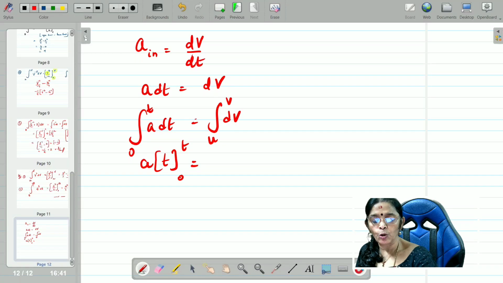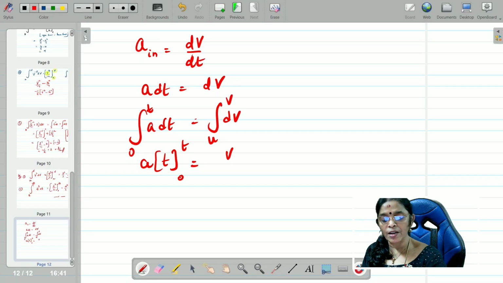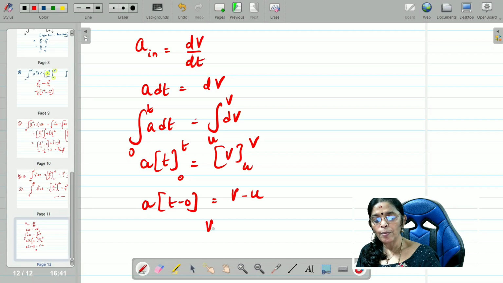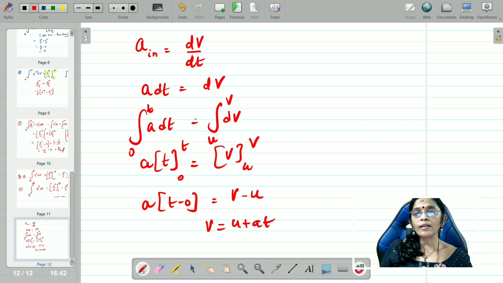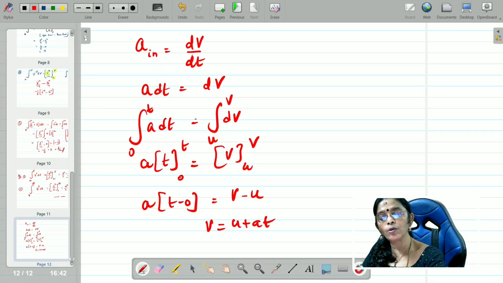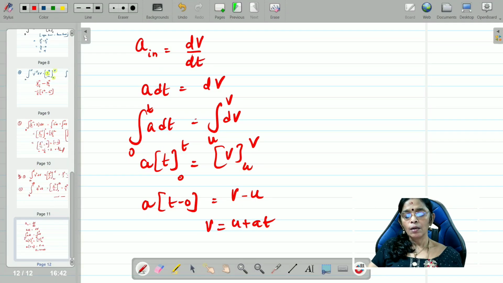Now apply the limits u to v. What is integral dv, children? v. Apply the limits u to v. Substitute: a into t minus 0 is equal to v minus u. So v is equal to u plus at, like that. Do you get it? So from the acceleration you can find out the velocity. From the velocity you can find out the displacement. Do you get it? That is all.